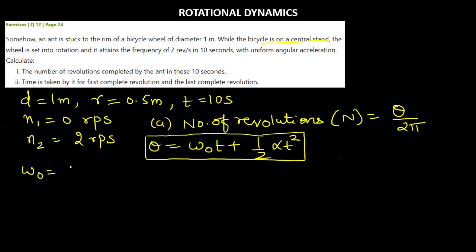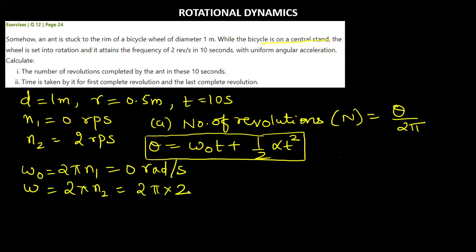So I can write omega naught = 2 pi n1, and since n1 is 0, omega naught is 0 radian per second, because n1, the first frequency, is given as 0. So how will we get the final omega? Omega will be equal to 2 pi n2, and that will be equal to 2 pi into 2. The value of n2 is given to you as 2 rps, so 2 pi into 2 will be 4 pi radian per second. So the second frequency that is given to you is 4 pi radian per second.